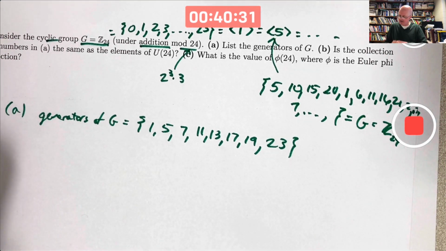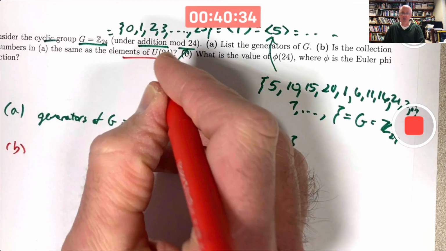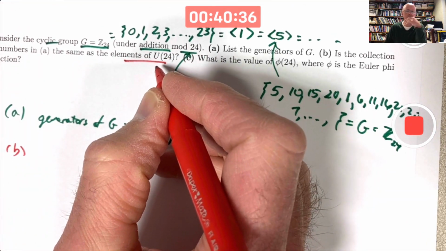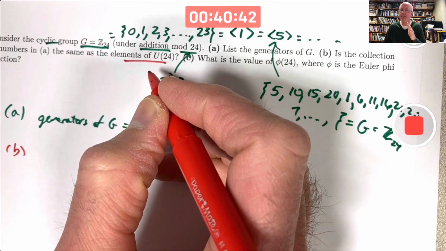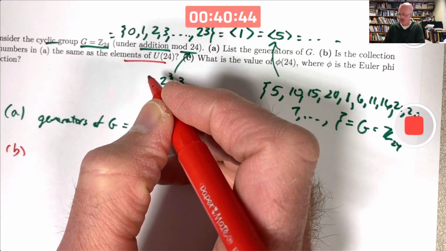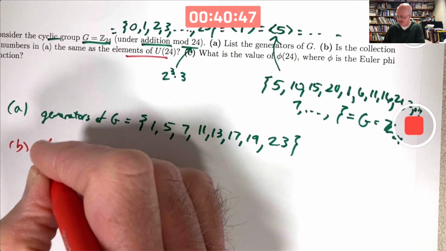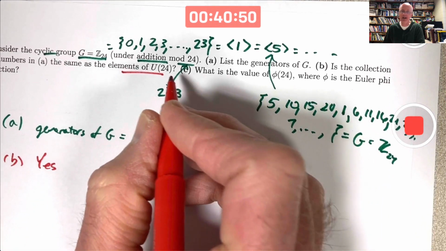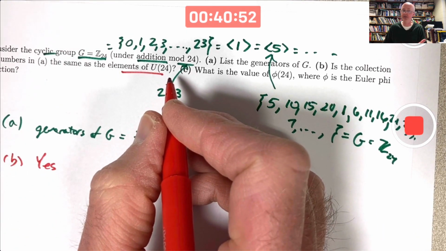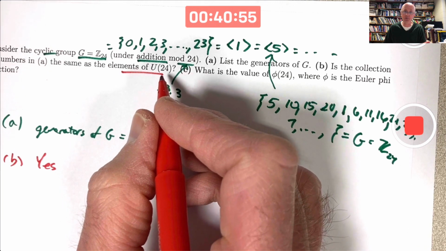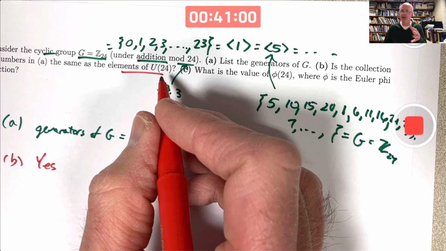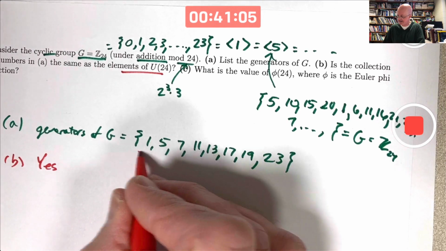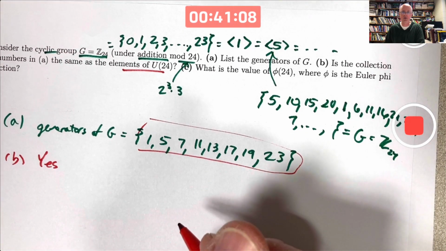Is this collection of numbers the same as the elements of U24, the group of units under multiplication modulo 24? You might be wondering, why am I calling them units? That's related to something that comes later. The answer is yes, okay? Because by definition, the elements of U24 are the positive integers less than 24 that are relatively prime to 24. Just like U8 consisted of 1, 3, 5, and 7. 1, 3, 5, and 7 were all relatively prime to 8. Under multiplication. And these as elements are the elements of U24.